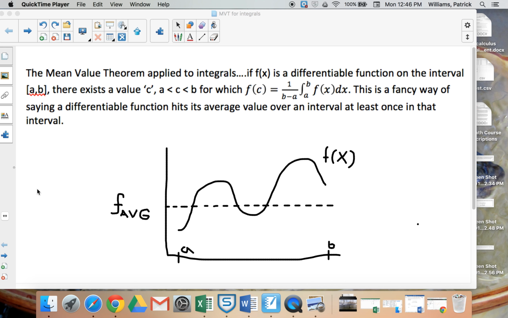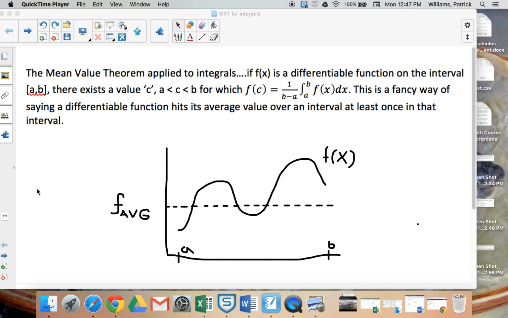All right, so if you've read through this, hopefully you'll see that this is really no different than the original mean value theorem for derivatives that we discussed back in the first semester, which was that if we have a differentiable function over an interval a to b, then there has to be at least some value, which we will call c, that is between a and b, where the instantaneous rate of change of that function is equal to the average rate of change over that interval. And this is no different, except instead of using the words rate of change, we just use the word value.